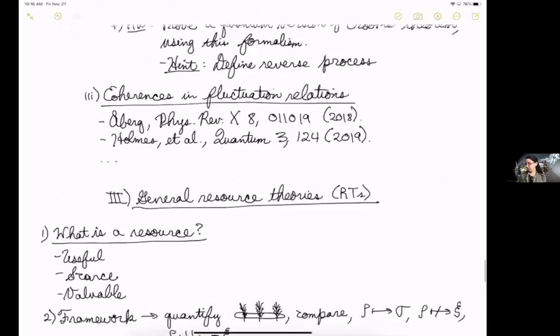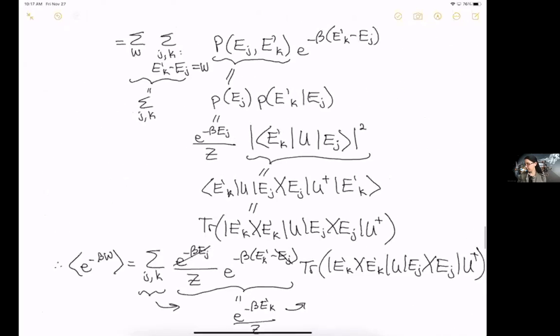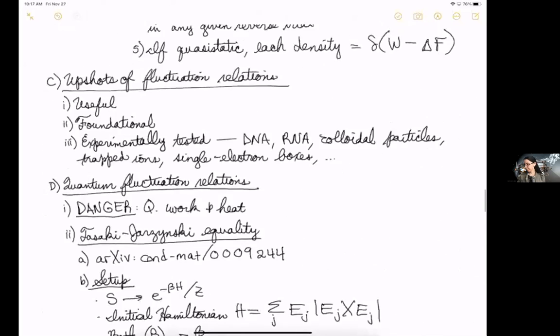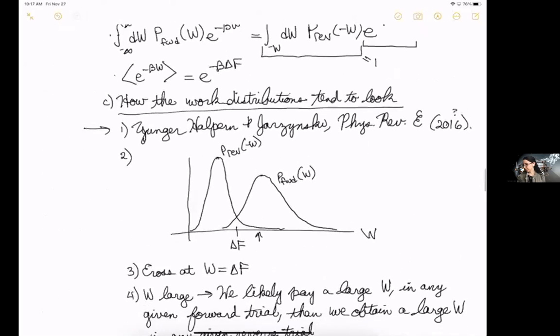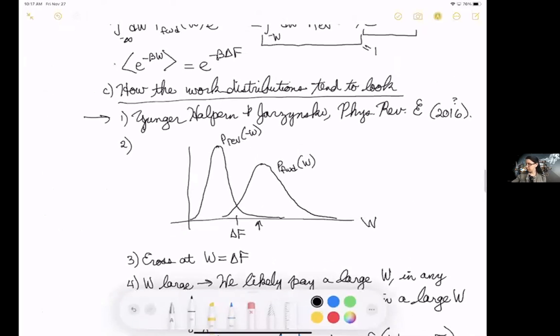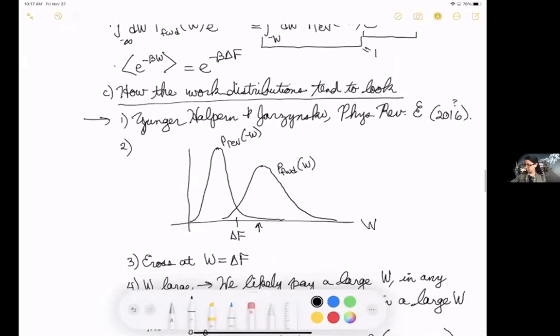Yeah, I mentioned that there is a need to be careful when you're trying to infer the free energy difference from Jarzynski's equality, because of this average.